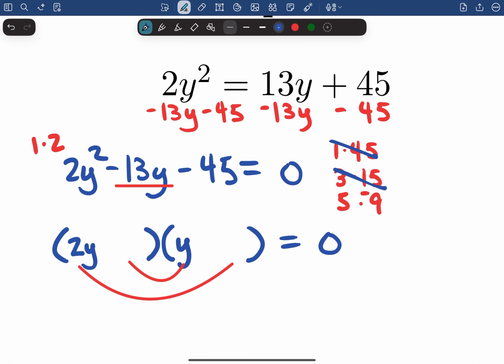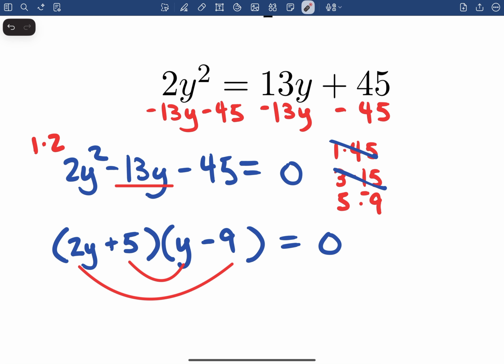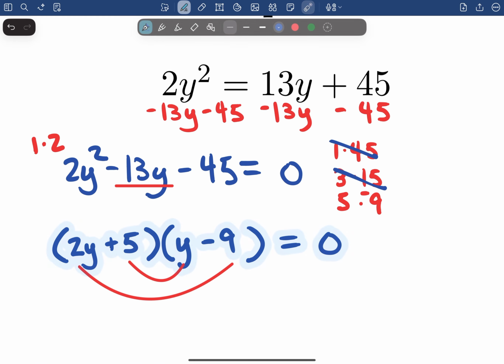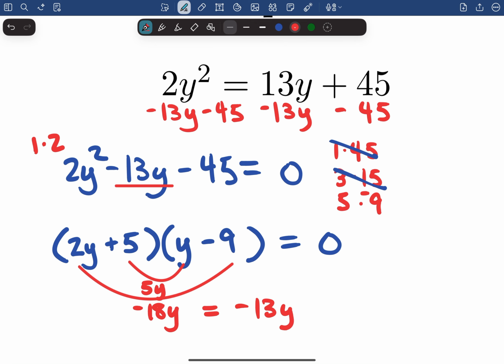And let me show that to you. So if I put the negative 9 in that spot and the positive 5 in this spot, and I multiply the outer and inner terms of FOILing, right? 2y times negative 9 gives me negative 18y. Okay, so this is a negative 18y. And then 5 times y gives me a positive 5y. And if I take those and I sum them together, 5y plus negative 18y, well, that equals negative 13y. That is exactly what I want. Okay, so I have just factored all of this stuff.